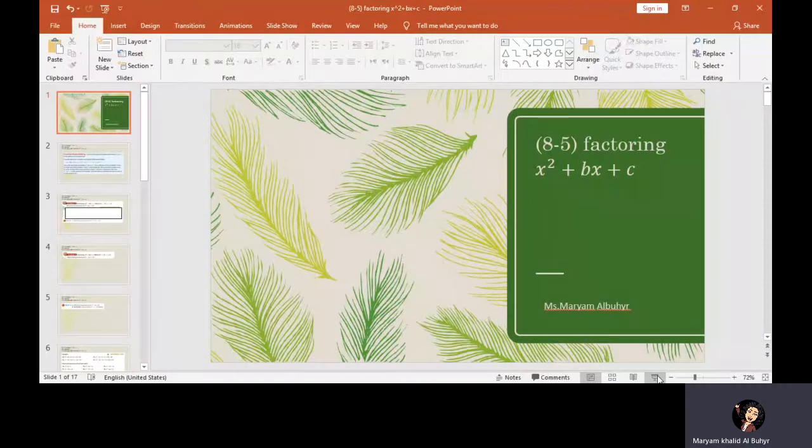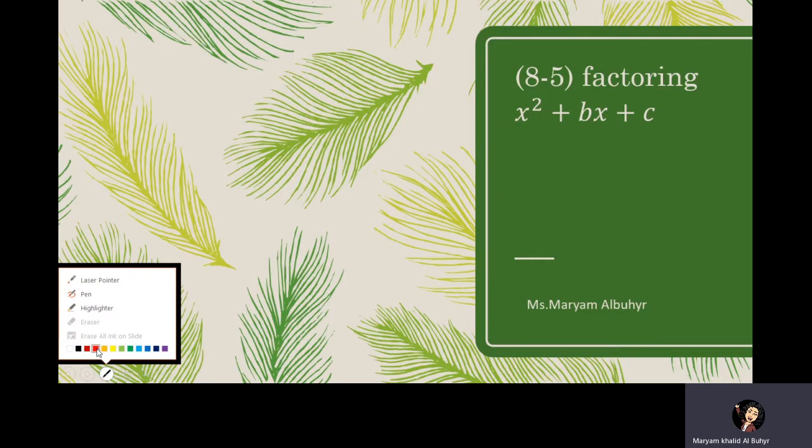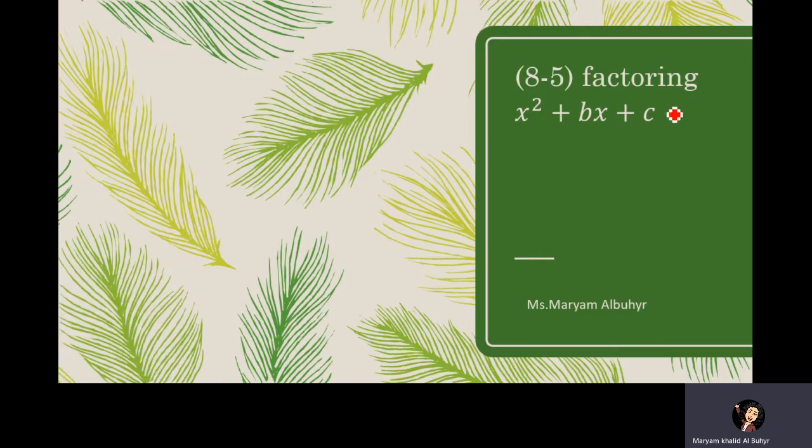So today we are going to continue lesson 8.5, factoring polynomials of the form x^2 + bx + c.